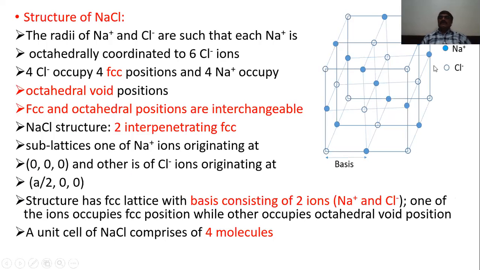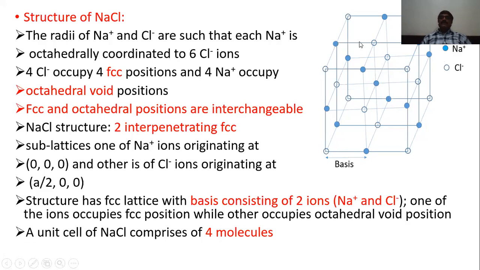For example, say an Na plus in the crystal. Now, how many neighbors are there? One, two, three, four. In this plane, there are four neighbors, while this is the fifth one and this is the sixth one. In this way, there are six neighbors to Na plus. Similarly, you can find that the Cl minus has six Na plus neighbors.